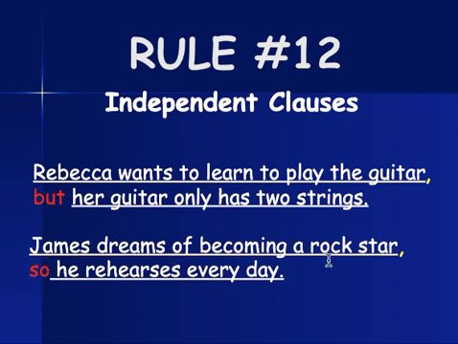James dreams of becoming a rock star, so he rehearses every day. Here clearly they're two independent clauses. These two sentences can stand on their own. They have a subject and a verb, they make sense, but the writer wants them together so that you understand that James has a dream of becoming a rock star. But so, what does he do about it? He rehearses every day. And right ahead of the conjunction, here's where we place the comma. Okay? That's rule number 12.